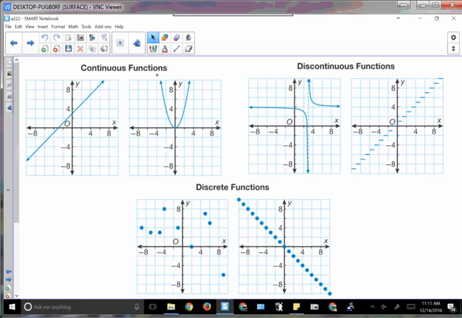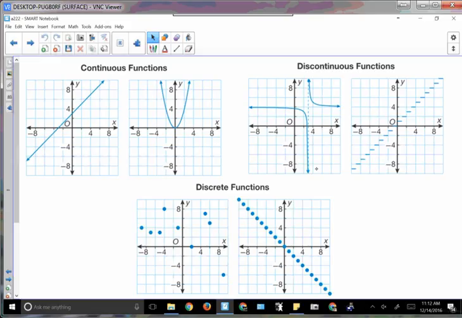Now, when we get over to the discontinuous functions, you'll notice that there's a bit of a dotted line going up and down here. There's a gap there. Something is happening. Generally, what happens is it's causing the denominator to go to 0. Division by 0 is undefined. We can't have that.